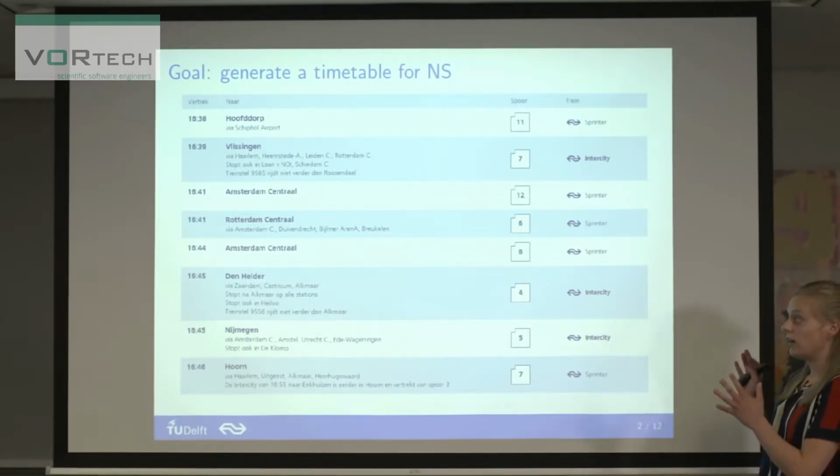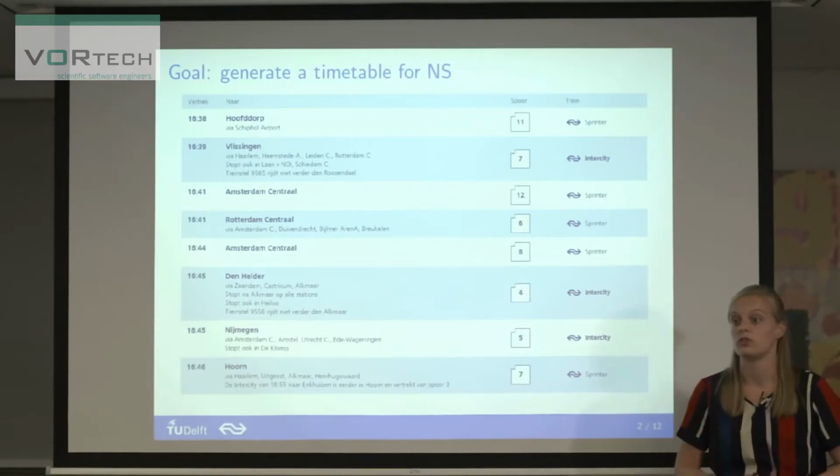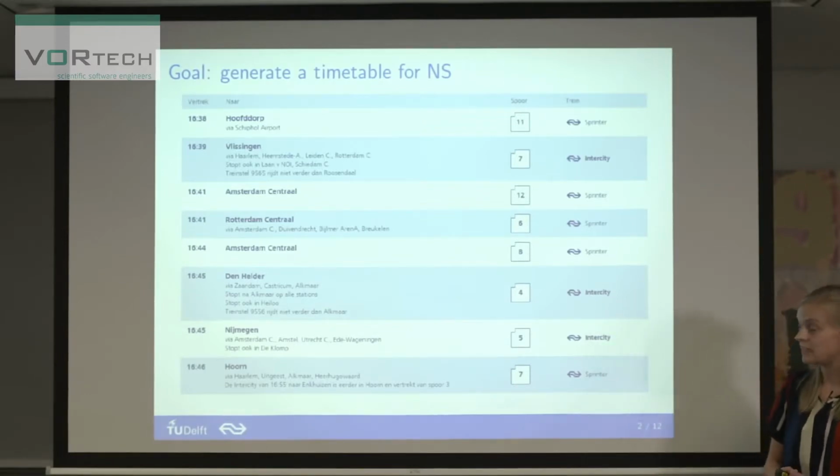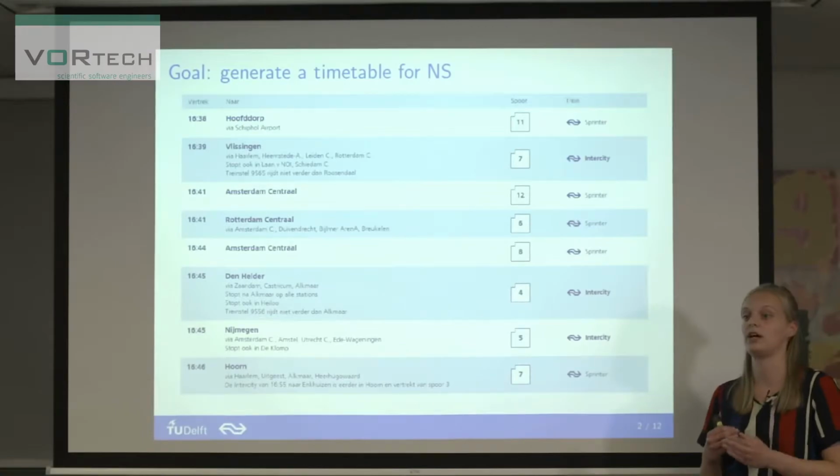So a characteristic of the Dutch timetable is that it's cyclic. So we have the same timetable every hour. So we create a timetable for an hour in such a way that we can repeat it hour after hour along the day.